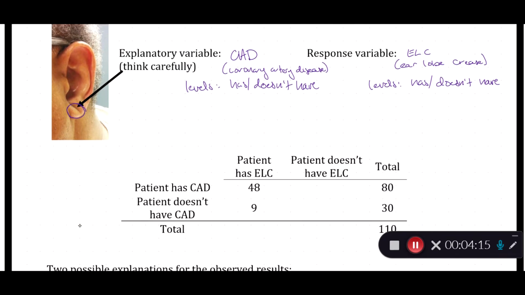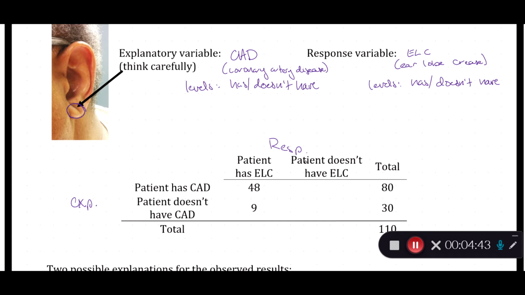Here are our data. We have our explanatory variable on the rows, and we have the response variable along the columns. This is called a two-way table or a contingency table because there are two ways that we can classify our patients. We can classify them based on whether they do or don't have coronary artery disease, and we can also classify them based on whether they do or do not have ELC.